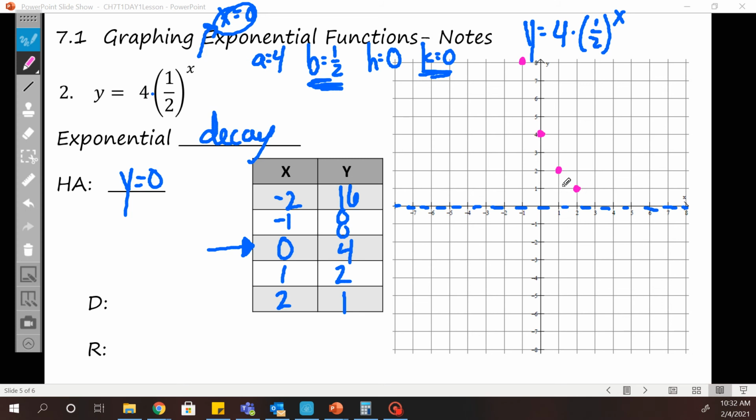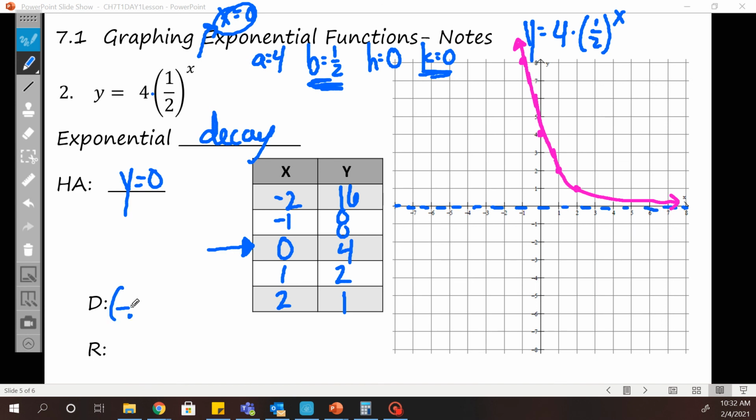Okay, so this one actually looks different from the last one because this one's coming down on the right side and it's going up on the left side. And that's because this is decay. Okay, so it's getting smaller as opposed to getting larger. It's still exponential, but it's decay.